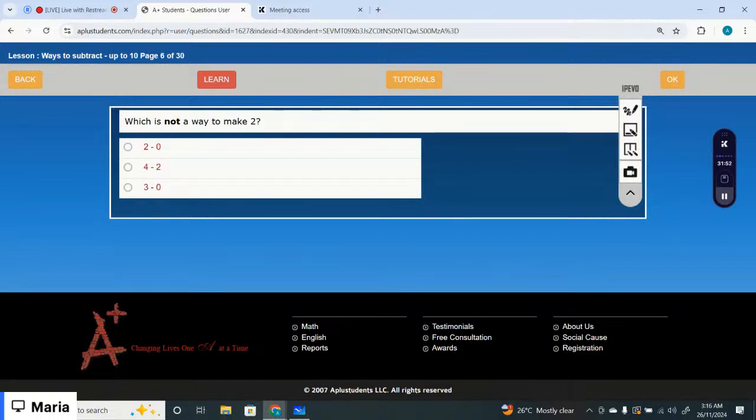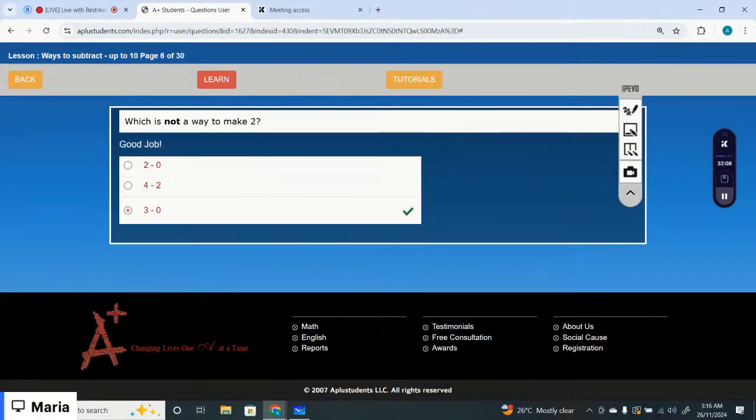Which is not a way to make 2. So you don't have to make 2. So which is the correct option? That is 3 take away 0. Option number 3 is the correct option.